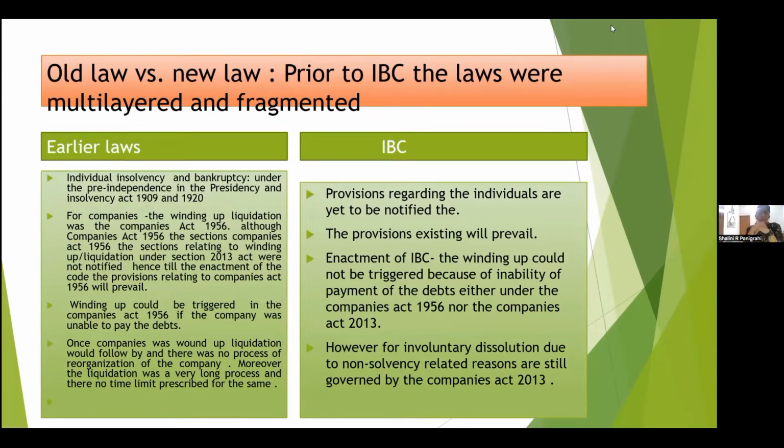So how is IBC different? In IBC, there are provisions for individuals, for corporate debtors, and for partnership firms. So they are covering all these under one umbrella legislation. The provisions existing in the Companies Act will still prevail until this IBC comes into full force. The winding up under IBC is not triggered because of inability to pay debt, either under the Companies Act 1956 or under the Companies Act 2013. However, involuntary dissolution due to non-solvency related reasons is still governed by the Companies Act.